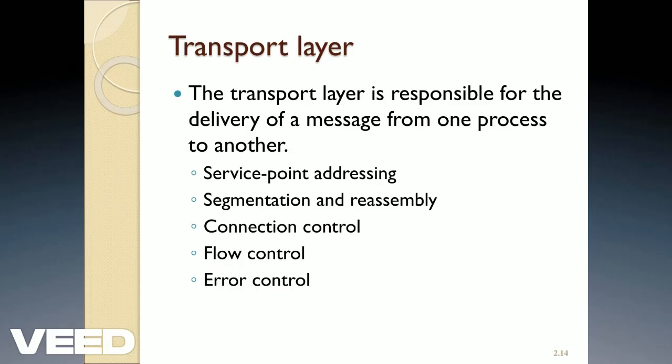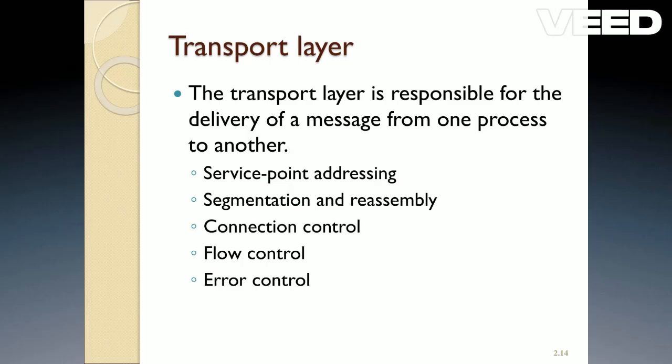Next one, it needs service point addressing. As opposed to the network layer, which needs IP addressing, in the case of transport layer, it needs service point addressing. In addition to the IP address, it needs a port address in order to identify the process. That is called service point addressing. Service point addressing comprises both IP address and port address.